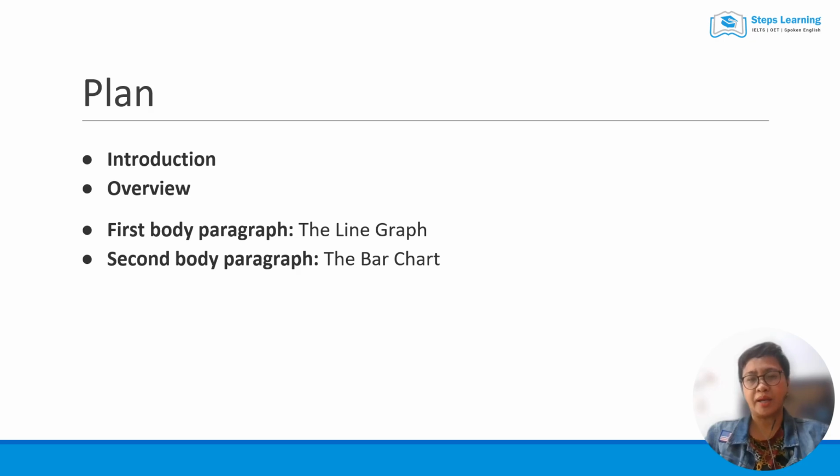So let's look at our plan. How do we organize this? Again, we start with an introduction, which is a paraphrase of the question. And in the overview, give what would be the highlights of the two graphs. Then for the first body paragraph, you talk first about the line graph. And then for the second body paragraph, you talk about the bar chart.